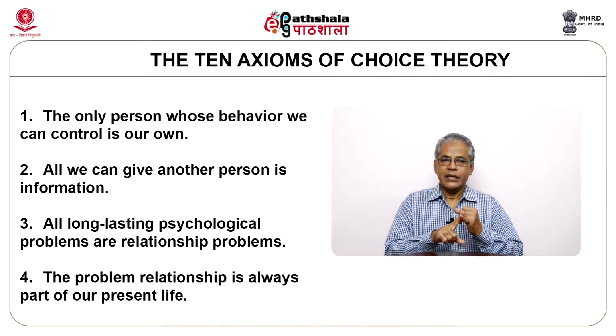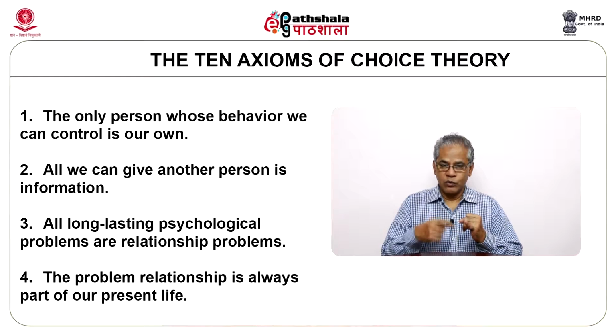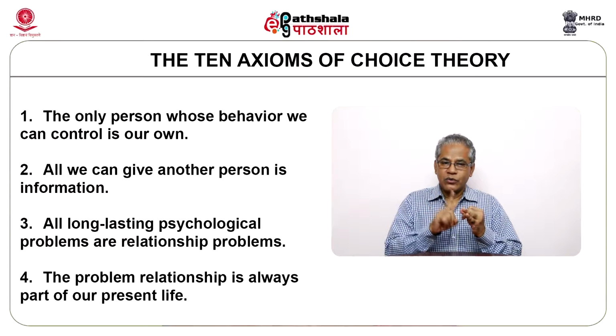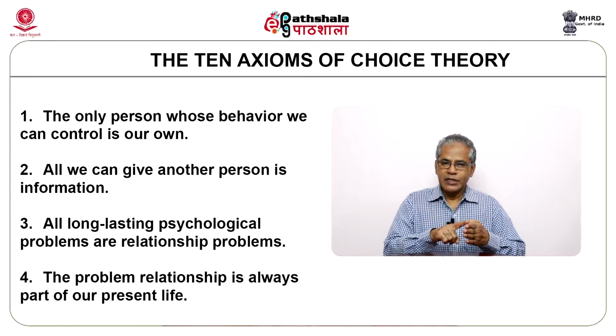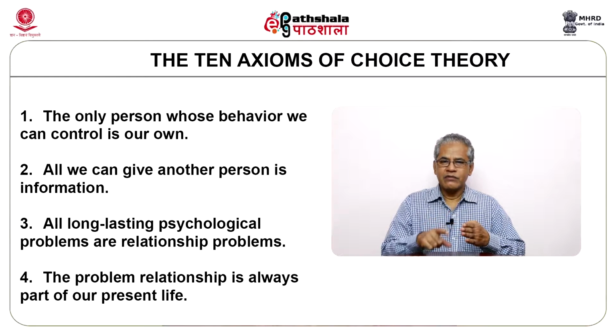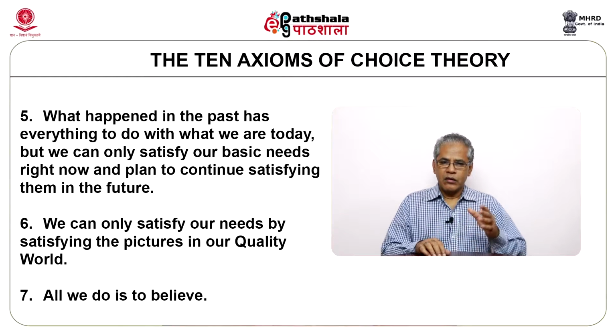The 10 axioms of choice theory. 1. The only person whose behavior we can control is our own. 2. All we can give another person is information. 3. All long-lasting psychological problems are relationship problems. 4. The problem relationship is always part of our present life.